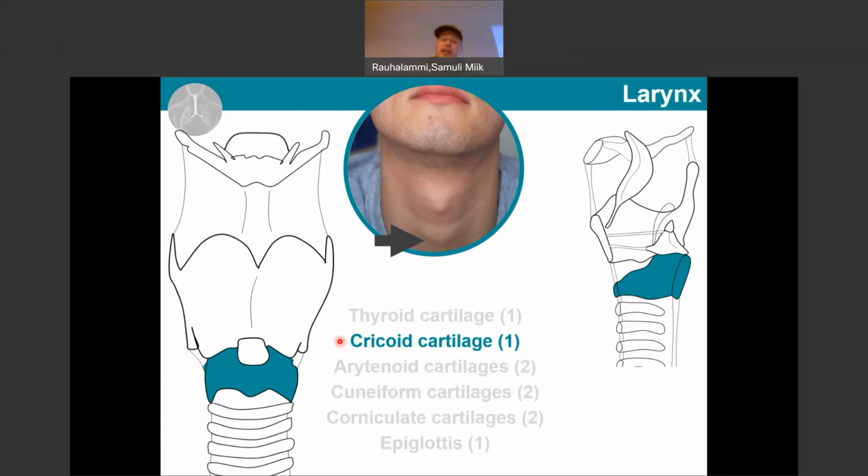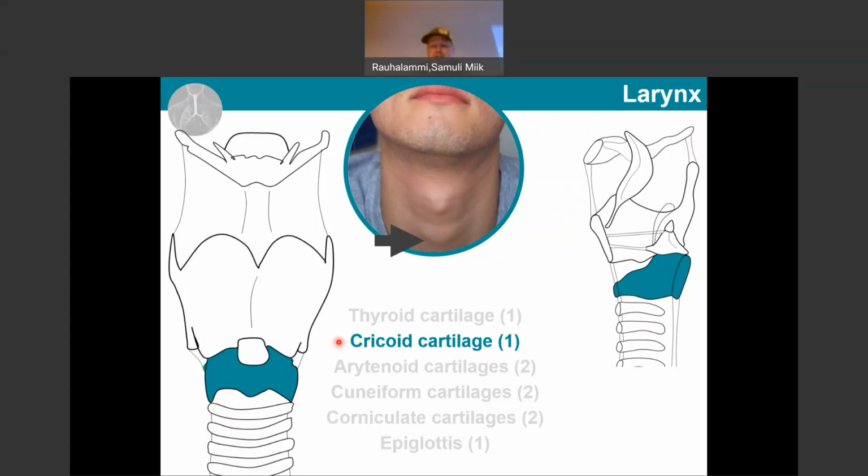This is actually, interestingly, the only fully fused, fully circular ring within the larynx. So it is completely closed also from the back, forming the most inferior aspect of the larynx. And underneath this, inferior to this, is where the trachea begins and travels then downwards. So really the cricoid cartilage is the most inferior part of the larynx.